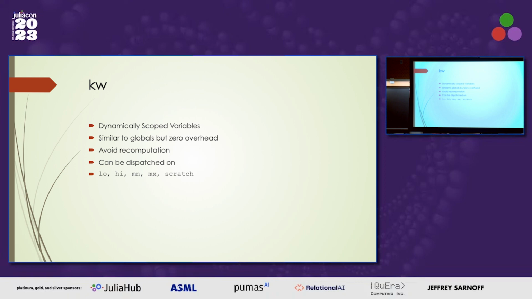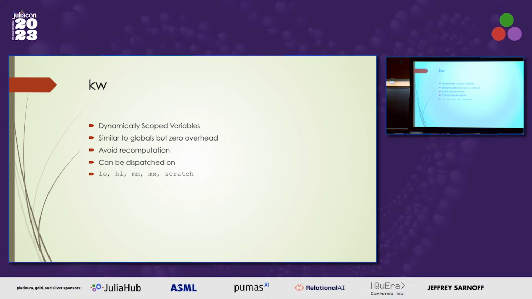And I use a named tuple in the argument position instead of keyword args, because it allows dispatch, and there's zero overhead. It's kind of like globals and kind of like keywords, but it allows dispatch and there's no overhead, no recomputation. It's as if I was passing them all through explicitly in positional arguments, which is what's happening. You just can't really see it because it's hidden away.